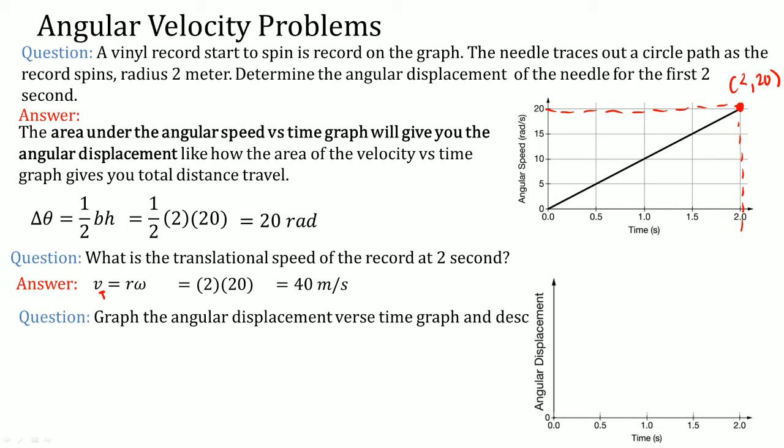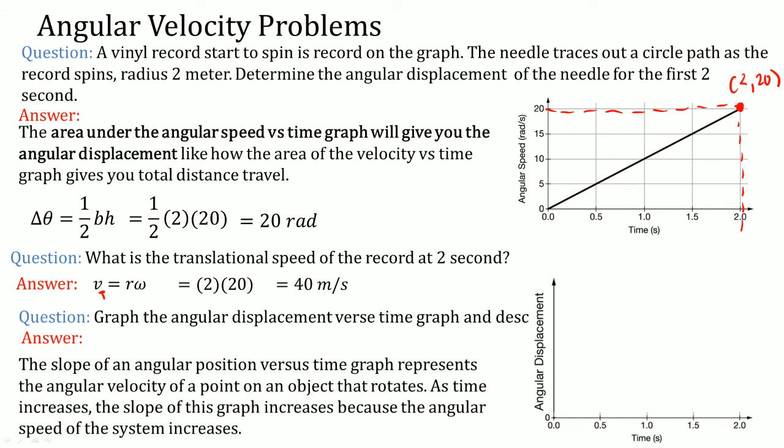So it's exactly like this. We know that the slope of the angular position versus time graph represents the angular velocity of a point of an object that rotates. As time increases, the slope of the graph will increase because the angular speed of the system will increase.